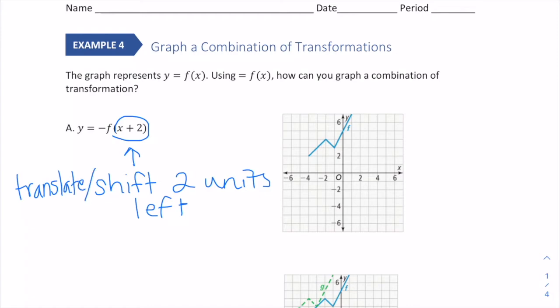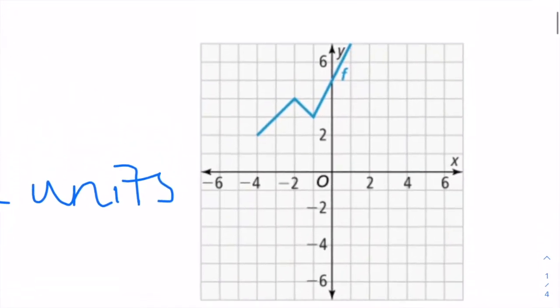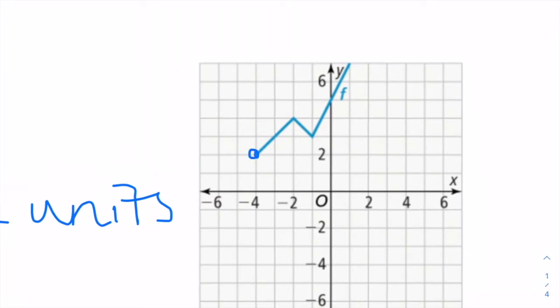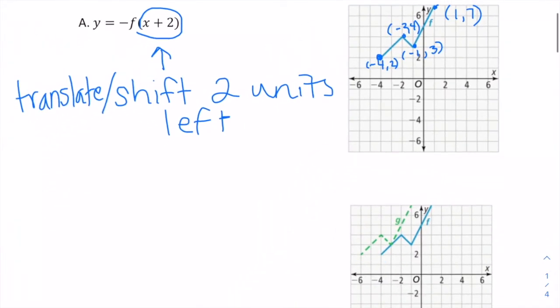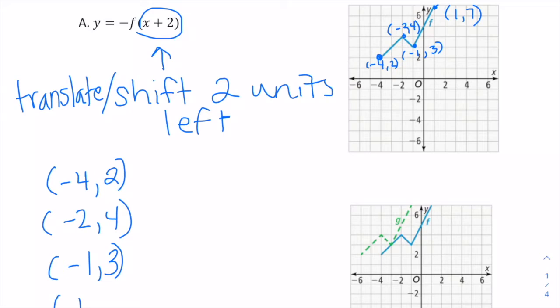So what that means is we're going to have each of these points here, and I'll move my cursor. So this is negative 4, 2. This is negative 2, 4. I'll use this point, which is negative 1, 3. And then we'll use this point up here, which is 1, 7. So I'm going to write these points down here so that we can see what happens to them. So we have negative 4, 2, negative 2, 4, negative 1, 3, and 1, 7.